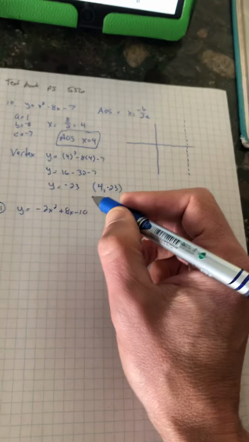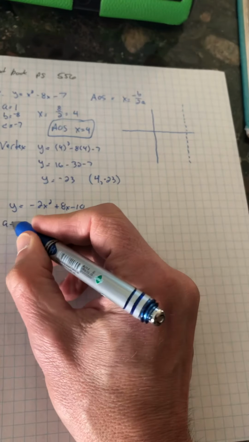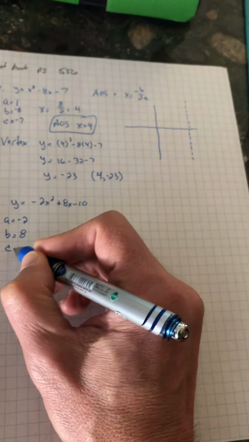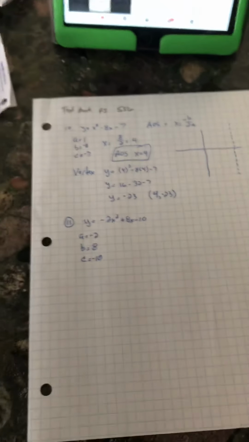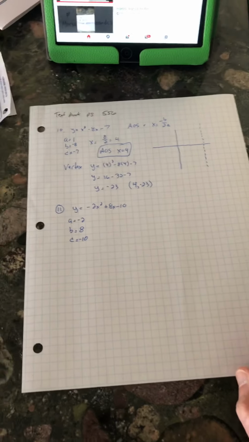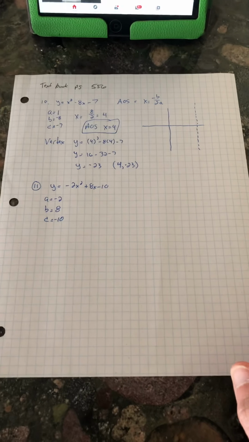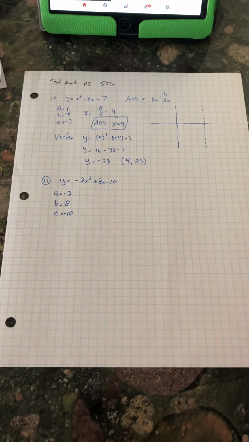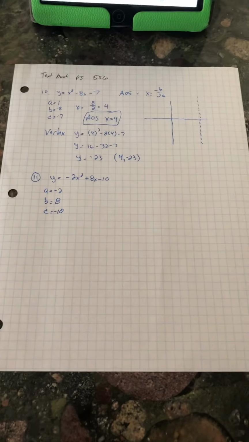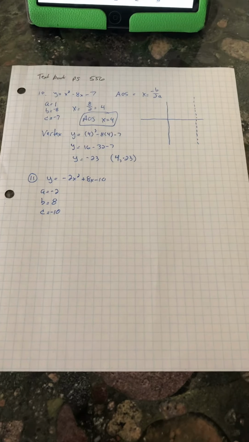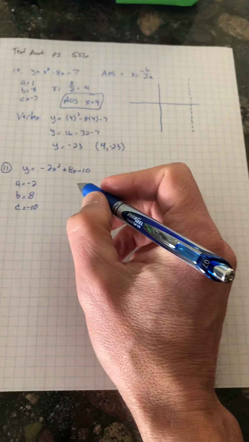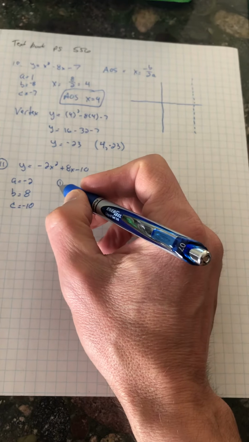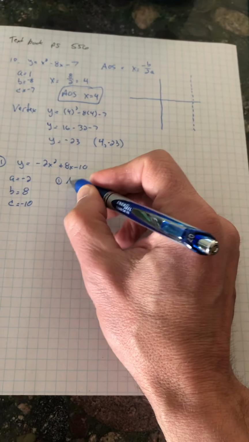All right, so what I'd like to do here is label my a, b, and c. A is -2, b is +8, and c equals -10. Now these graphs sometimes take up a lot of space, so just do the best you can with them. And really the important points are the vertex, the axis of symmetry, and then maybe trying to find a point or two other than that, and then we just sketch the parabola from there. But the first thing I want to do if I'm going to sketch out a graph is find the axis of symmetry.